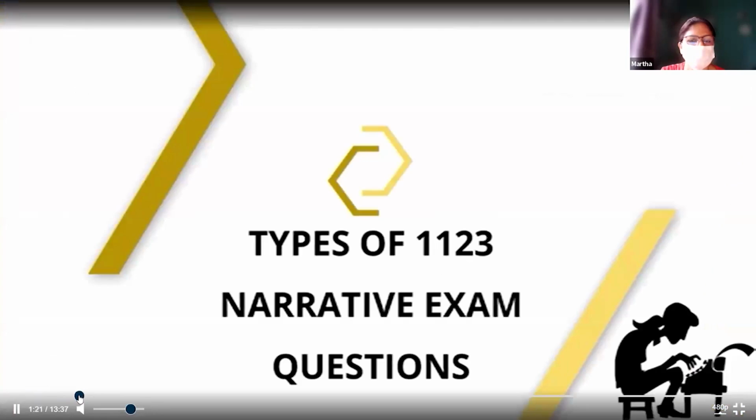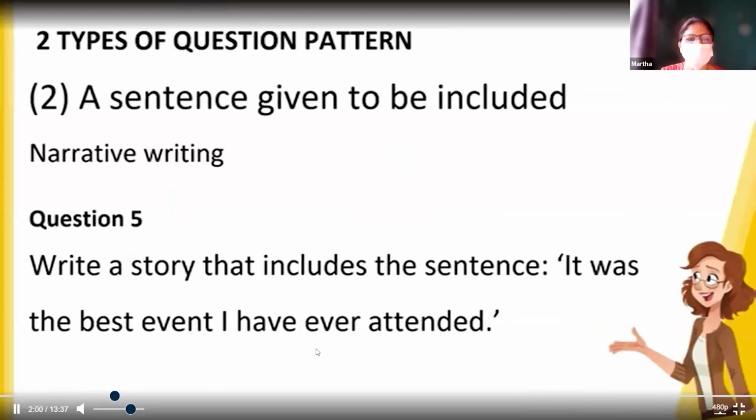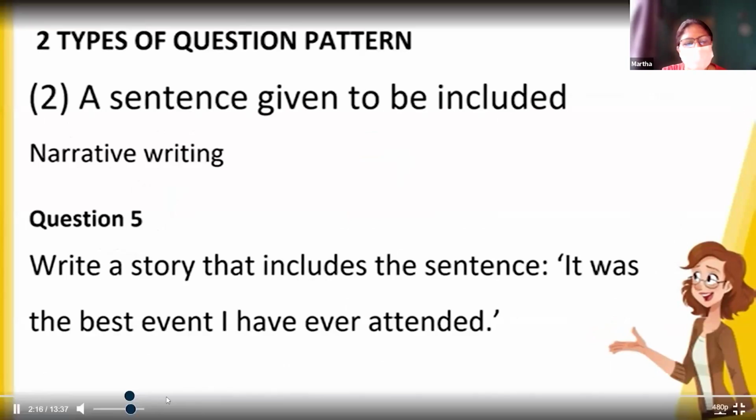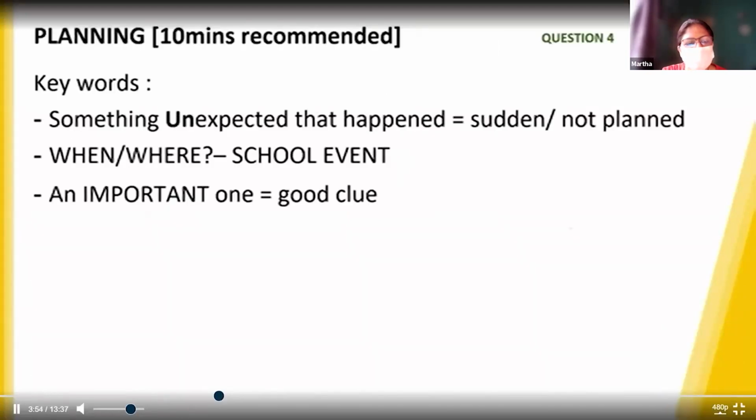Now let's get into the two types of exam question. The first type is where the sentence to be used is given. The question is like this: write a story that includes the sentence, "It was the best event I have ever attended." This whole sentence is to be used in your writing. So study the question so that you don't go off topic.